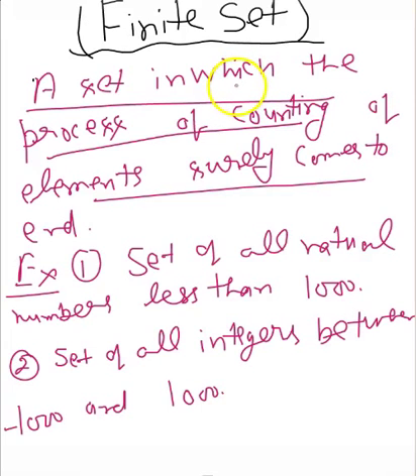Say for example, the set of all the natural numbers less than 1000. This would be starting from 1 to 999. So basically we know that there would be a total of 999 elements in this particular set. So this is a kind of finite set. Another example, set of all integers between -1000 and +1000. Again we know that there are a definite number of elements present in this set. So this will also be a finite set.